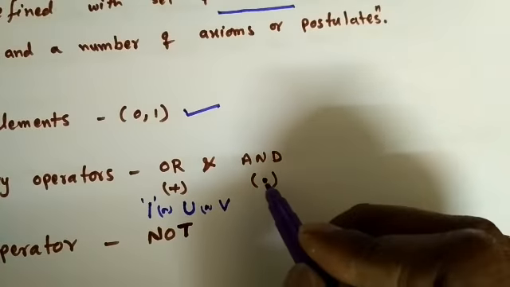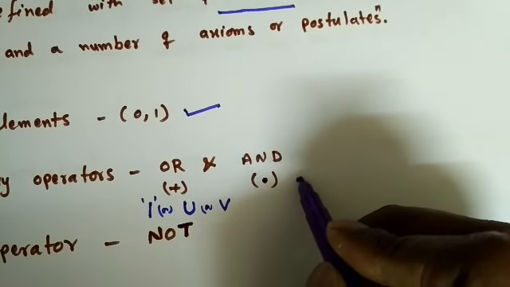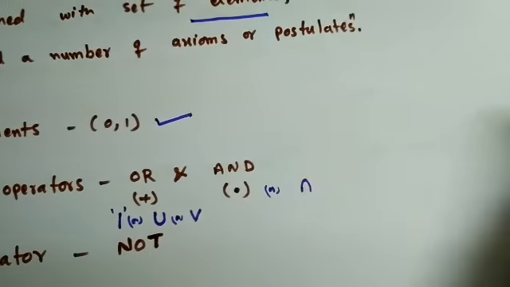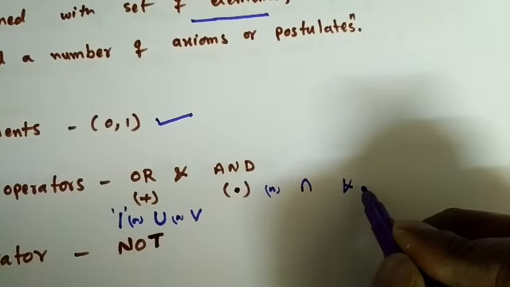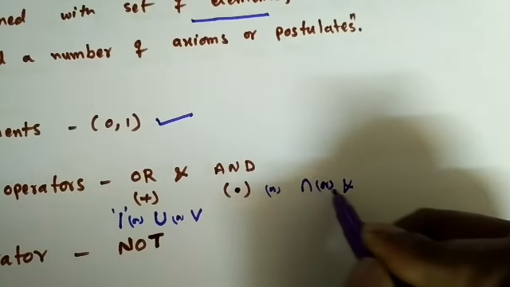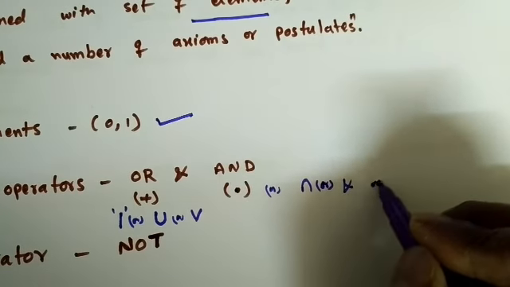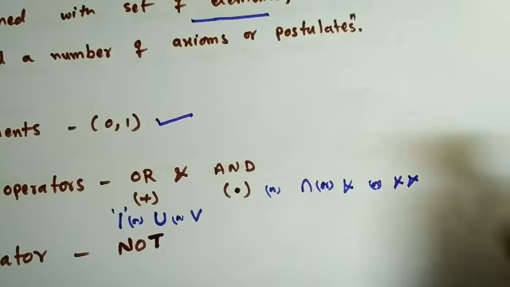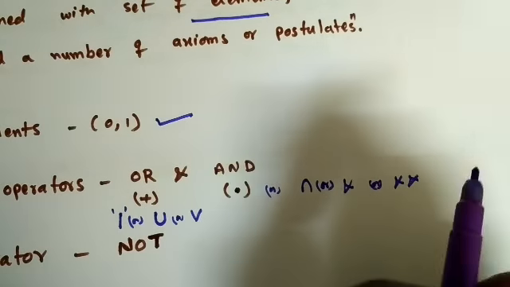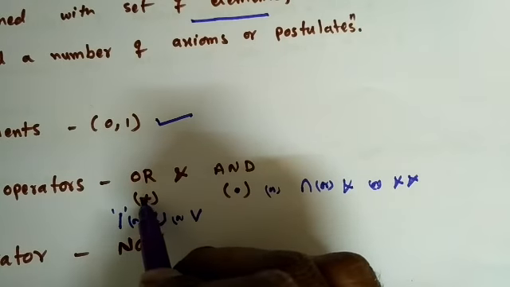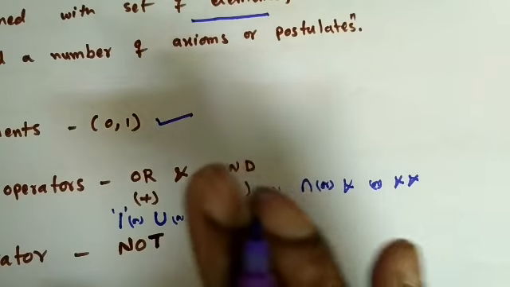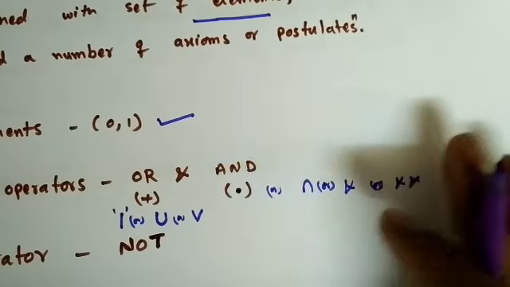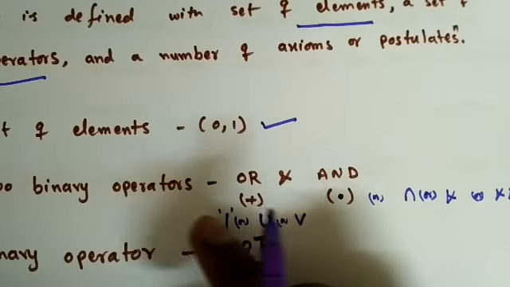For the AND operation, we have either dot or intersection, or sometimes they follow the ampersand symbol, sometimes single and sometimes double ampersand. So there are different notations, but for digital circuits, these two, the plus operation and dot, are enough. The dot means multiplication and plus means addition, but it is not perfectly addition and multiplication. Anyway, we'll see that later. These are the two binary operators we will use.